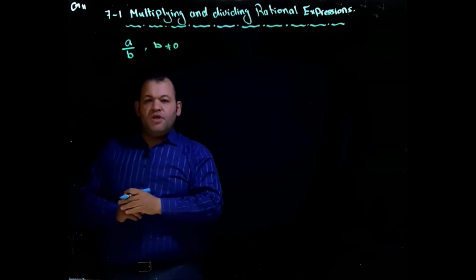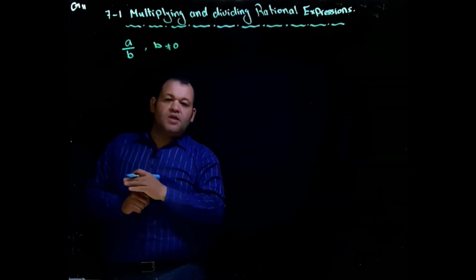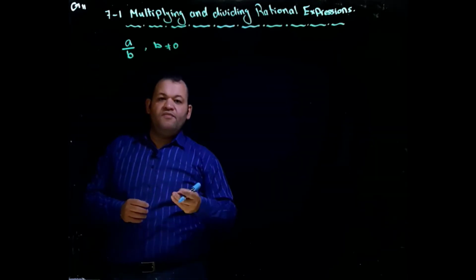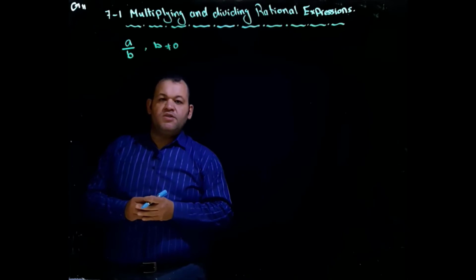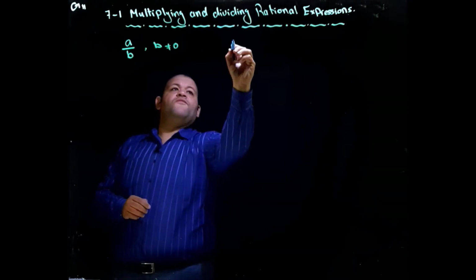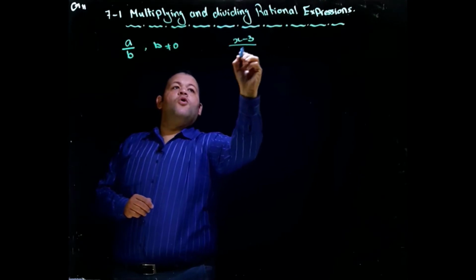We can say that the numerator a can be equal to 0, but b is not equal to 0. So we can define a rational number as the ratio between two numbers. We have the same for the rational expression. A rational expression is the ratio between two expressions. We can write a rational expression in the form of x minus 3 over x plus 5.